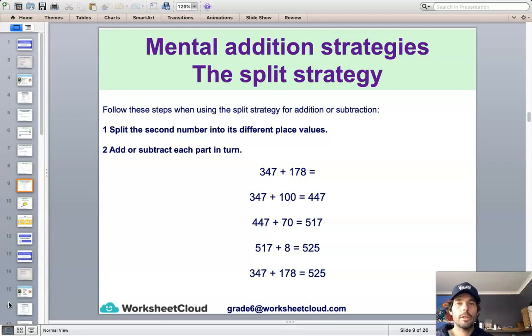Now you may absolutely use a combination of the split and the jump strategy. So for example, when you get to 447 plus 70, you can add in tens. Okay, so you can go 447 add 10, add 10, add 10 on a number line 7 times. If you feel more comfortable with that and you want to visually see how your number is getting larger, or as I said before, you can break it up into bigger amounts. You might go 20, 20 and 10, or 30, 30, 10, or 50 and 20.